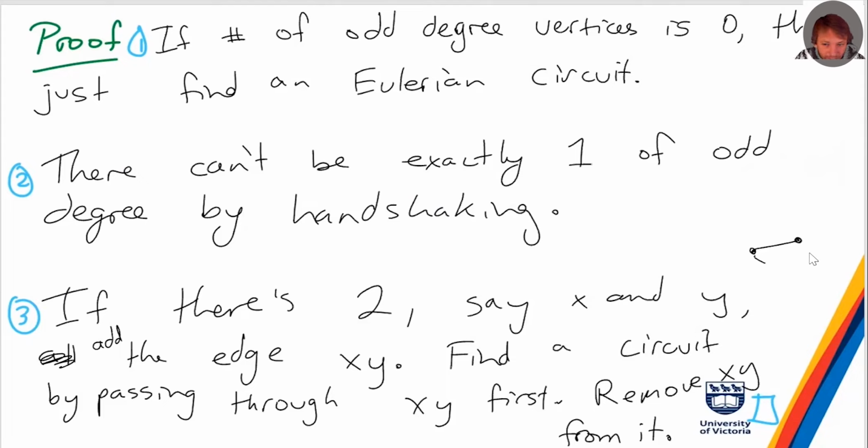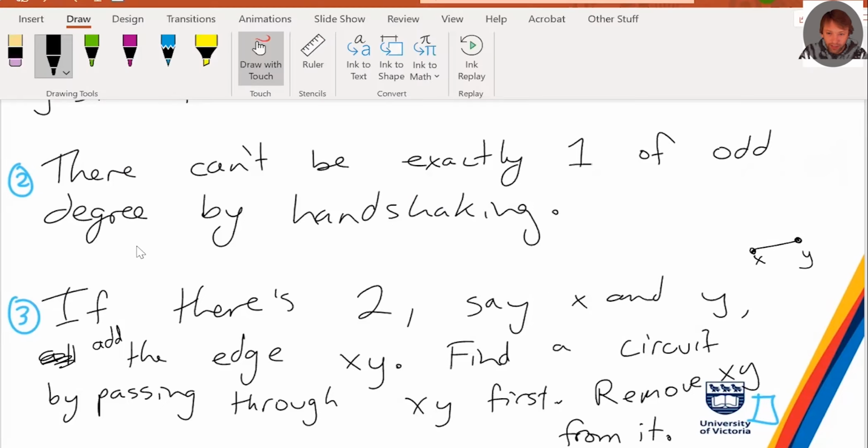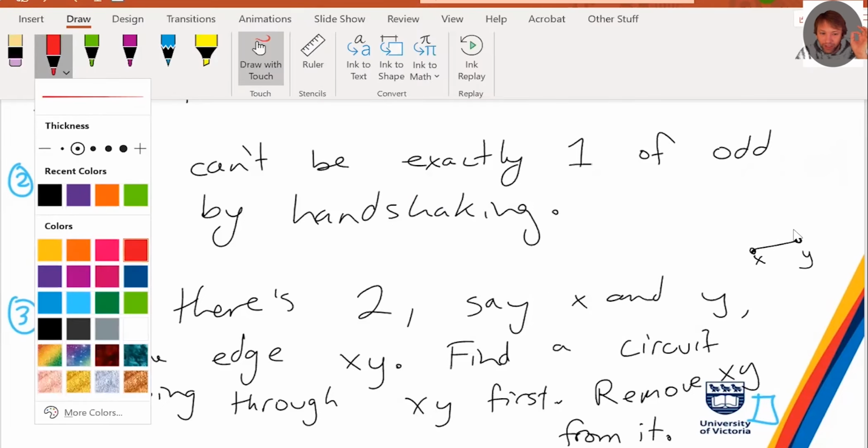But remember, we're dealing with multigraphs here. So in a multigraph, I can have the same edge twice. So I just add another one. If I add another copy of that edge, I end up with a graph where every vertex has even degree. So if every vertex has even degree, I can find an Eulerian circuit, which starts and ends at the same vertex. Maybe I take that edge that I added and color it red. The red one is the new edge that I added.